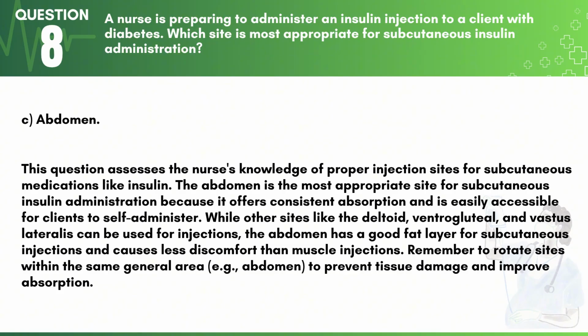Answer: C. Abdomen. This question assesses the nurse's knowledge of proper injection sites for subcutaneous medications like insulin. The abdomen is the most appropriate site for subcutaneous insulin administration because it offers consistent absorption and is easily accessible for clients to self-administer. While other sites like the deltoid, ventrogluteal, and vastus lateralis can be used for injections, the abdomen has a good fat layer for subcutaneous injections and causes less discomfort than muscle injections. Remember to rotate sites within the same general area, for example the abdomen, to prevent tissue damage and improve absorption.